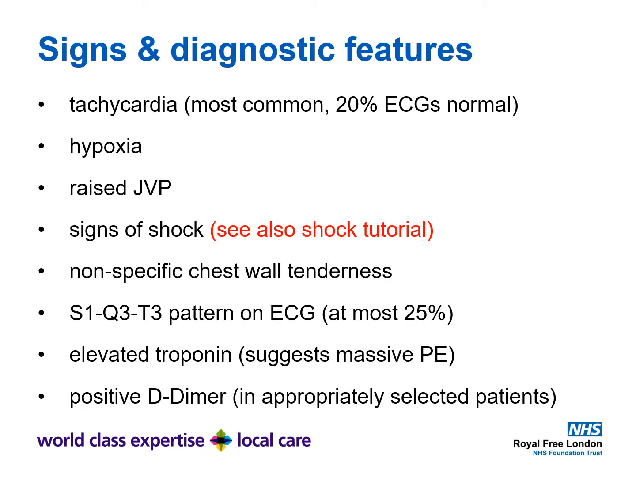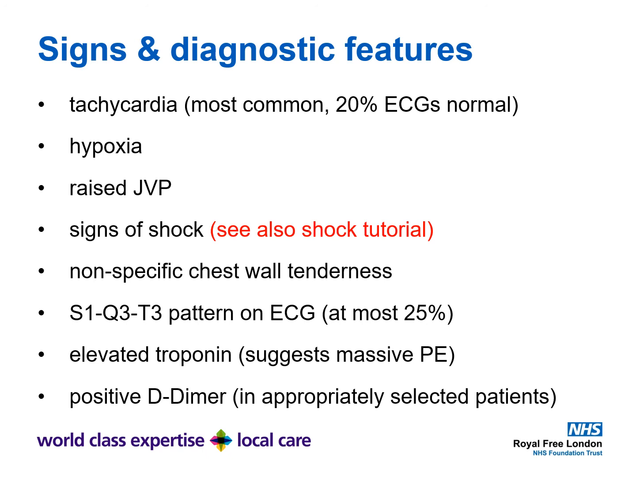The signs and diagnostic features of pulmonary embolism include tachycardia. This is the most common clinical and ECG finding, although again it's important to remember that 20% of ECGs are normal. Hypoxia, type 1 respiratory failure, although saturations with pulmonary embolism can be entirely normal. Raised jugular venous pressure as a sign of right-sided heart failure. Signs of shock, non-specific chest wall tenderness. Often people will quote the S1Q3T3 pattern on an ECG, which is only seen at most 25% of pulmonary embolism.